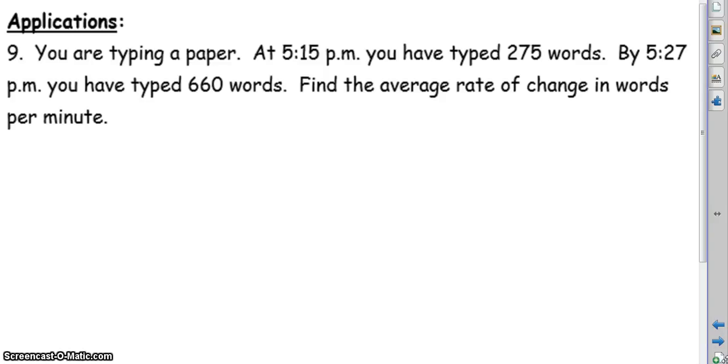And then the last part of our note today is we're going to take a look at word problems with slope. Okay, so it says you are typing a paper at 5:15 p.m. You have typed 275 words. By 5:27 p.m., you have typed 660 words. Find the average change in words per minute. Okay, so what that means is that we want words on top and minutes on the bottom.